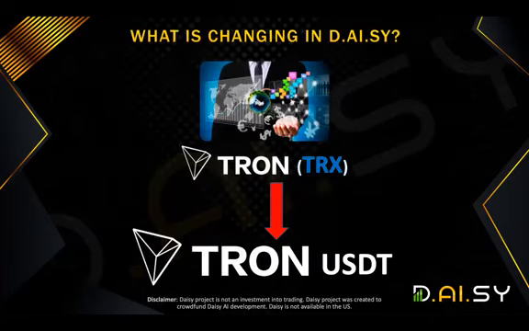Now, what is changing in the whole DAISY project? It is just the medium of payment, just the currency, the cryptocurrency that is being used. It used to be Tron, also known as TRX. It will now be the Tron USDT, which is in fact known as USDT. But we're calling it Tron USDT because it has to be transacted on the Tron blockchain, on the Tron network, because DAISY Smart Contract is based on the Tron Smart Contract.